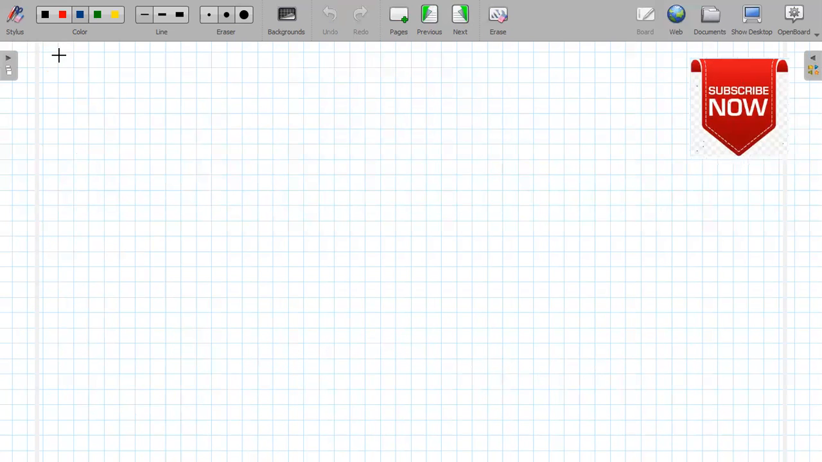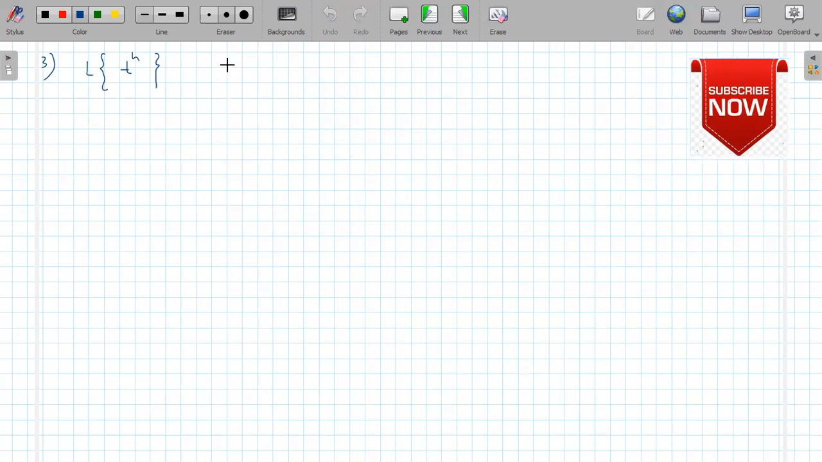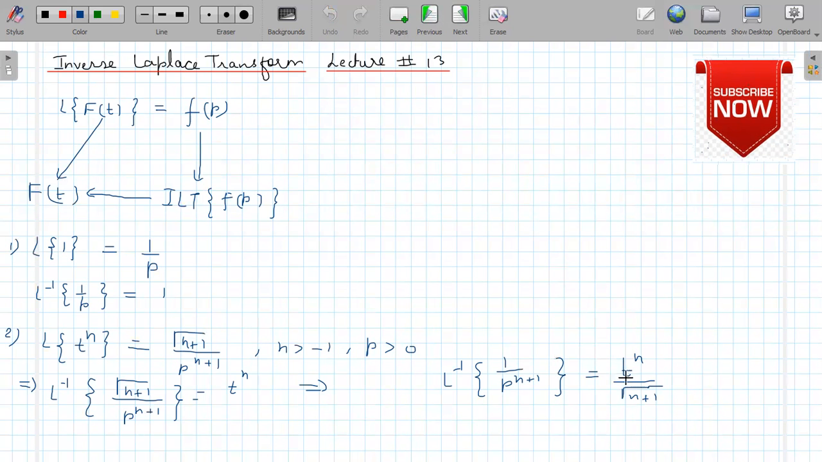Similarly, we have Laplace transform of t raised to the power n in terms of factorial also. That formula is for n greater than minus 1, where n is not necessarily a positive integer. But if n is a positive integer, then in place of gamma(n plus 1), you can write n factorial.